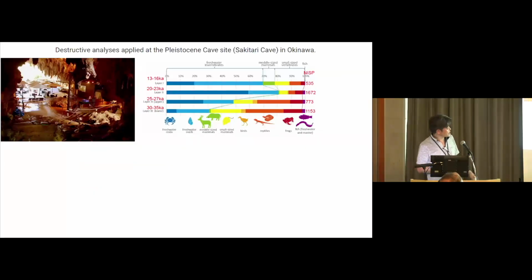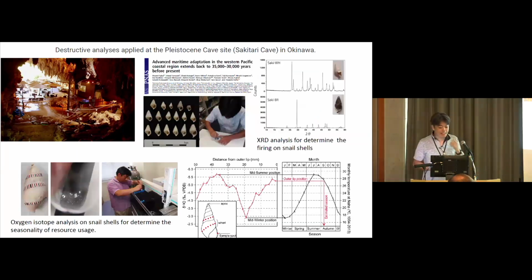And the second case is the Sakiteri Cave on Okinawa Island. This is a Pleistocene cave site in Okinawa. And we obtained a great variety of animal bones from the Pleistocene, Paleolithic layers. And one of the dominant taxa was freshwater snail shells. And we asked my collaborators to do XRD analysis and oxygen isotope analysis on the freshwater snails.